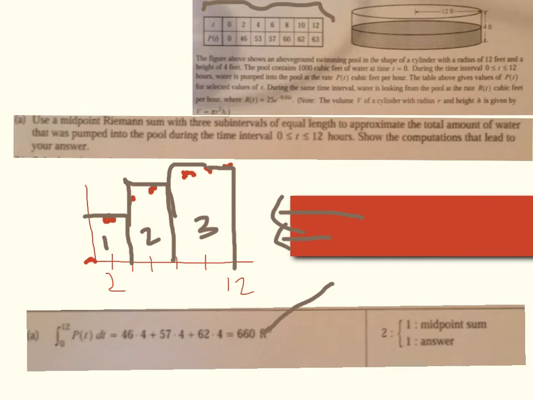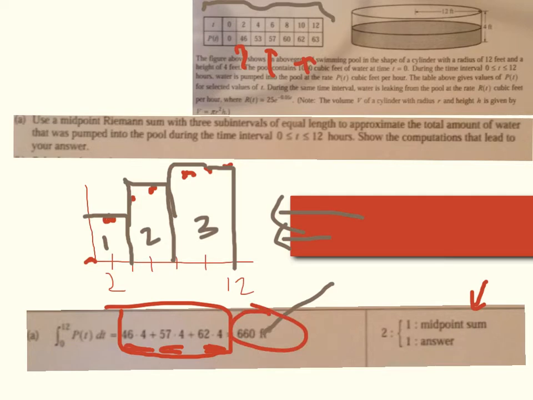So as you look at the answer, this is rectangle 1: 46 is the height from this part of the problem, 246. Now remember the width is 4 because it goes from 0 to 4. Then rectangle 2 is 57 times 4, and 57 is that middle one right there. And the last rectangle is 62 times 4. 62 is the middle and 4 is the width. Once you get all this, the midpoint sum is all of this work right here, and the answer is 600 cubic feet. So hopefully you set it up correctly and did the math right and got 600 feet. Pretty simple for that one.